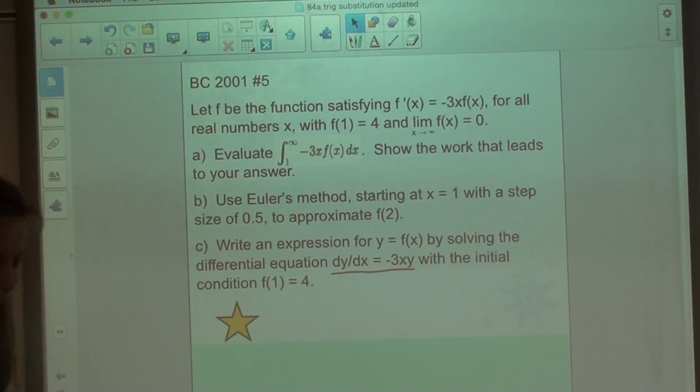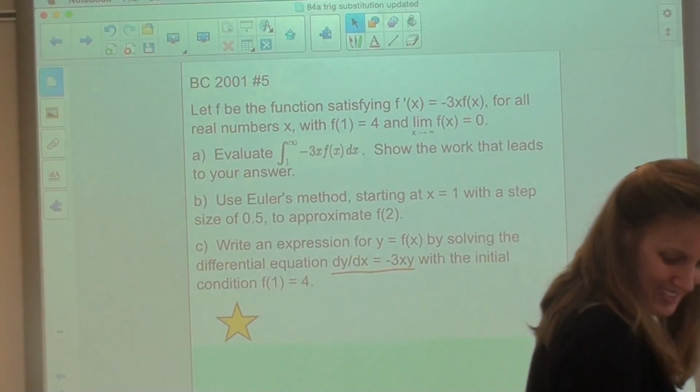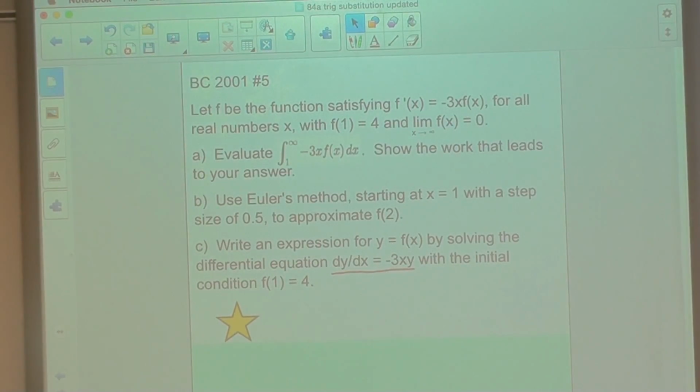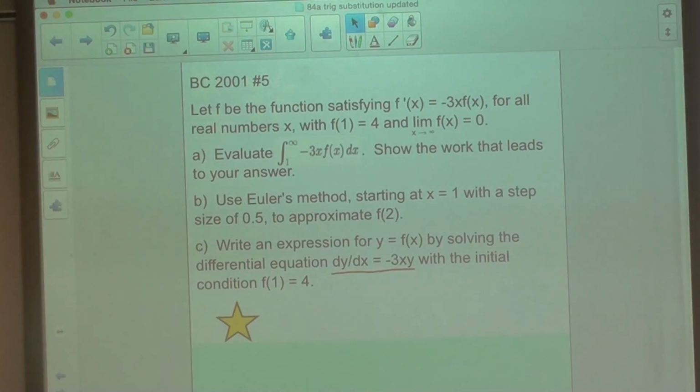Wait, but what do you do with the C? The integral of f prime is just f. What do you do with the C? Oh, you have to find the integral of f of x from 1 to infinity.